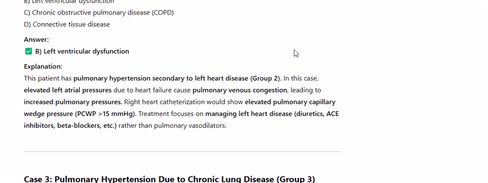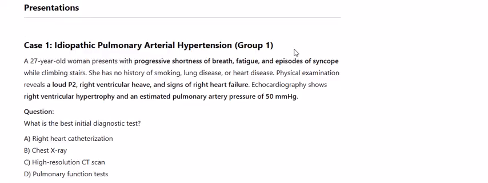Clinical vignettes, pulmonary hypertension cases with different presentations. Case 1, idiopathic pulmonary arterial hypertension, Group 1. A 27-year-old woman presents with progressive shortness of breath, fatigue, and episodes of syncope while climbing stairs. She has no history of smoking, lung disease, or heart disease.